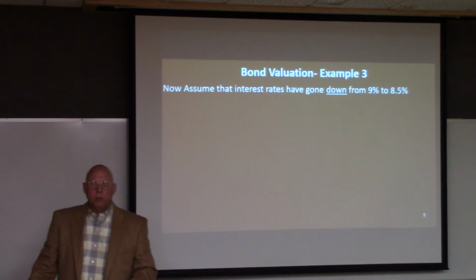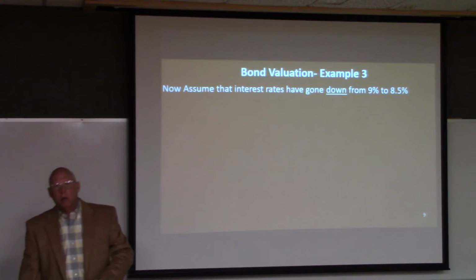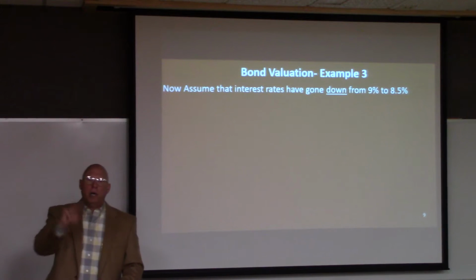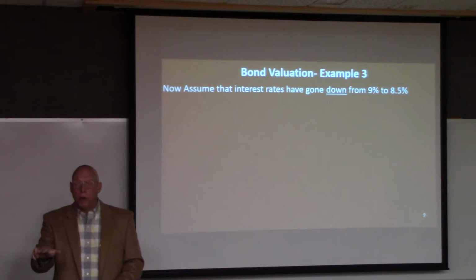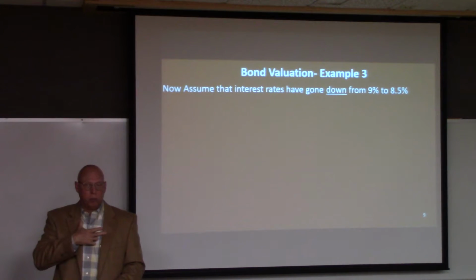All right, now assume that interest rates have gone down from 9% to 8.5%. So now you're looking at two bonds. One pays 9%, one pays 8.5%. Which bond would you rather own? Same risk. I'd rather own the 9% bond. What has to happen?